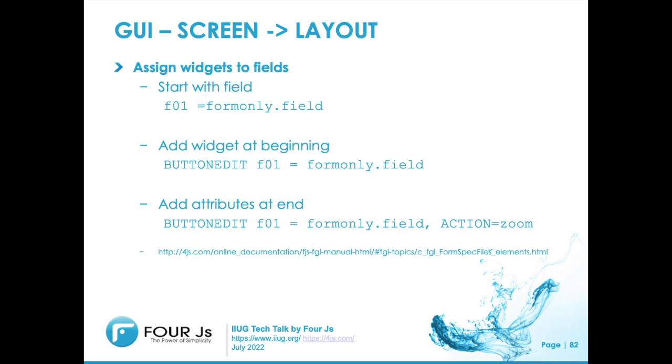So what you typically end up doing is you assign widgets to fields. So you might start with a field line in your .per file, FO1 equals formonly.field. And then you add a widget at the beginning. So in this case, I've added ButtonEdit. And then you add various attributes that are applicable for that widget at the end. So in this case, I've added action equals zoom. So that will now render a ButtonEdit on the form. And if the user clicks on the button in the ButtonEdit, the zoom action will be triggered.